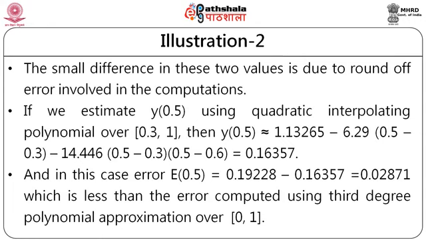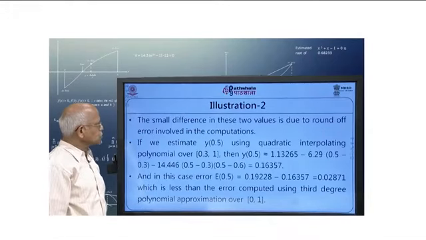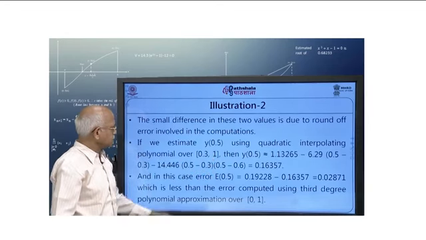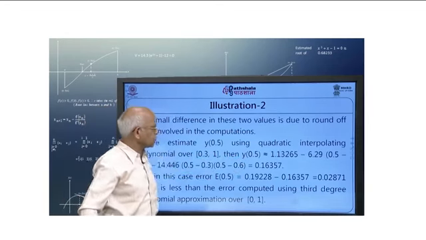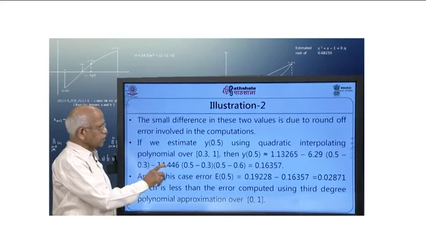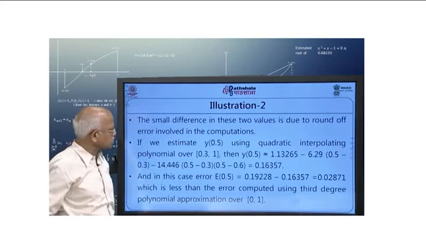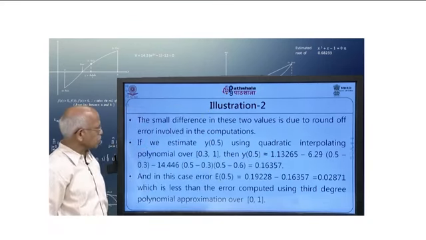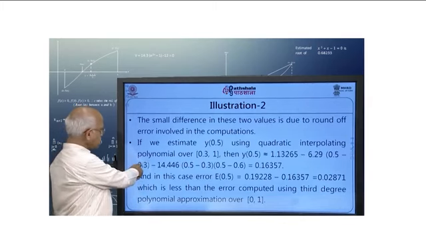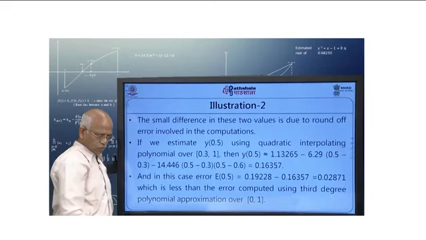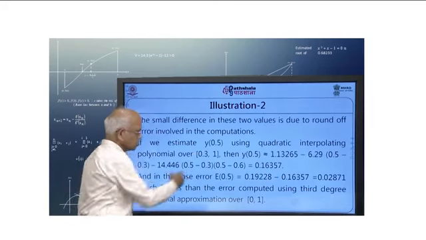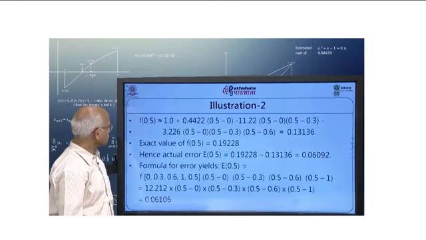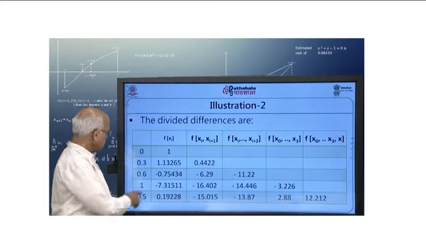If we estimate y(0.5) using a quadratic interpolating polynomial over 0.3, 0.6, 1, this will be 0.5, and I will be using the corresponding divided differences. So, accordingly I will get 1.13265 into this, minus 6.29 into (0.5 minus 0.3), and that is how I will get it. Why? Because I am going to use this interval. So, in that interval, how many data points do we have? If you look at the table, you will see 0.3, 0.6, 1.